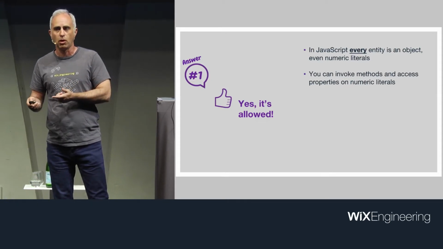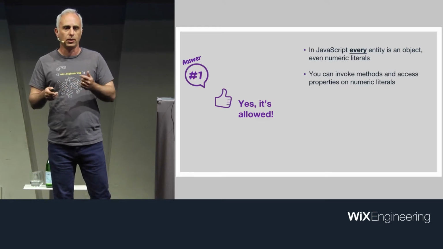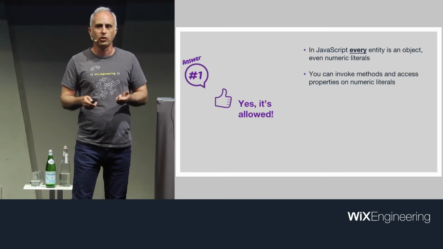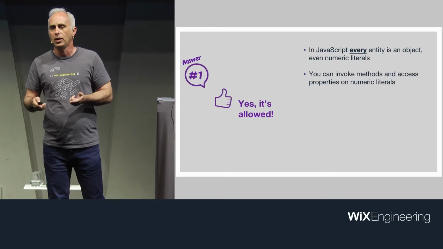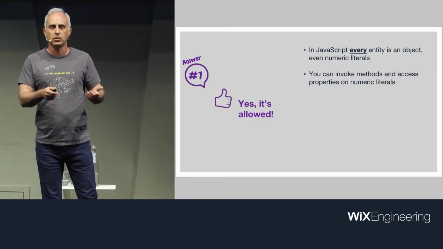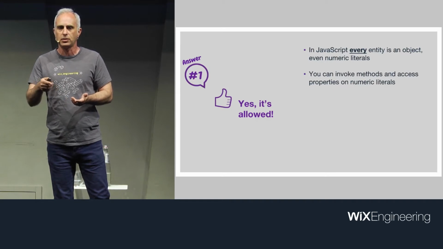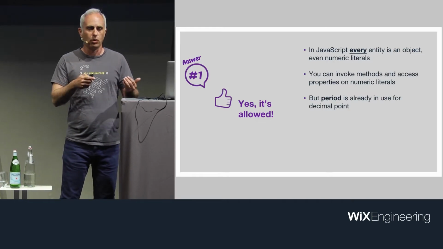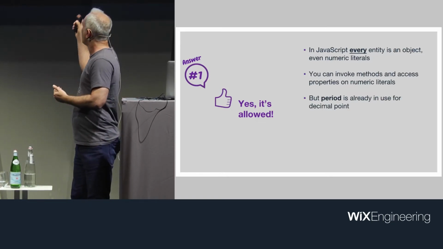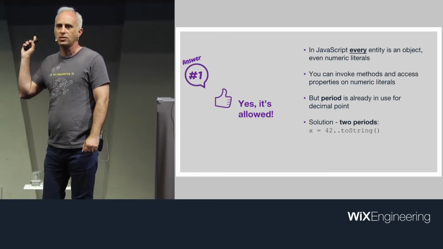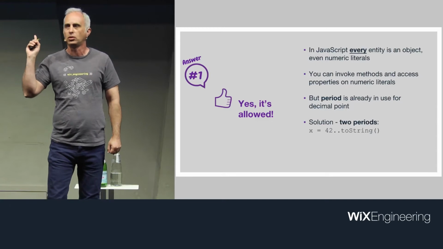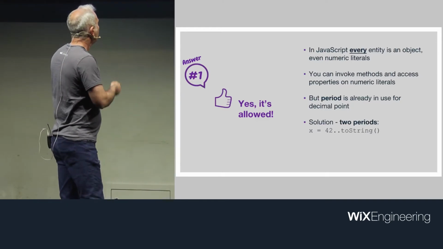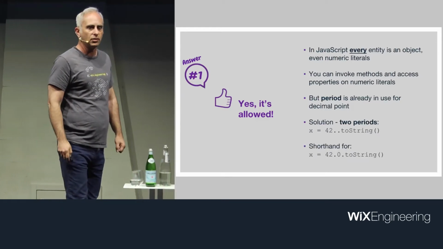But here's the problem. We already said that the dot can be both the property access operator and also the decimal point operator. So if I try to write 1.toString, JavaScript will barf because t is not a decimal, and it expects the dot to be a decimal point. So because it's already used for both, we disambiguate it by writing 2 consecutive dot operators. This is actual legal JavaScript, and this will return the string 42. You can think of it as a shorthand notation for 42.0.toString.